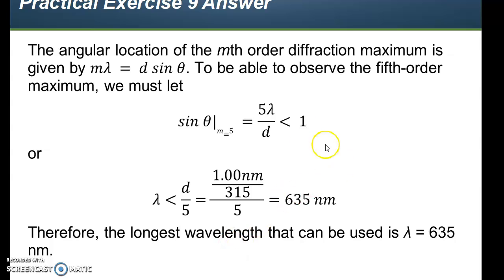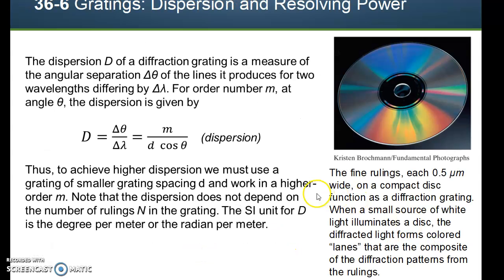Okay, and so as we were talking about on the other one, this is millimeters here, but it ends up 635 nanometers here when you divide it by these different values right here. So the longest wavelength that can be used is lambda equals 635 nanometers. Now, on to the next section.